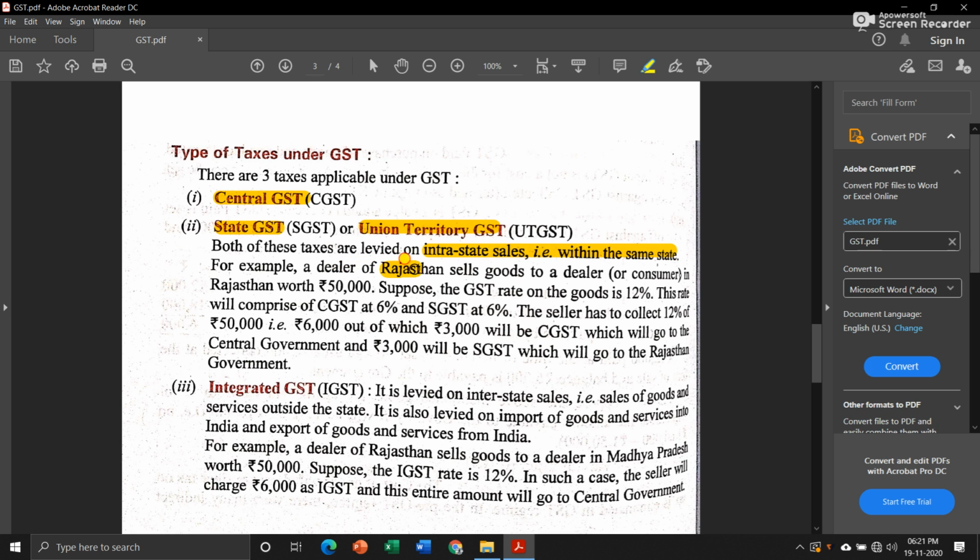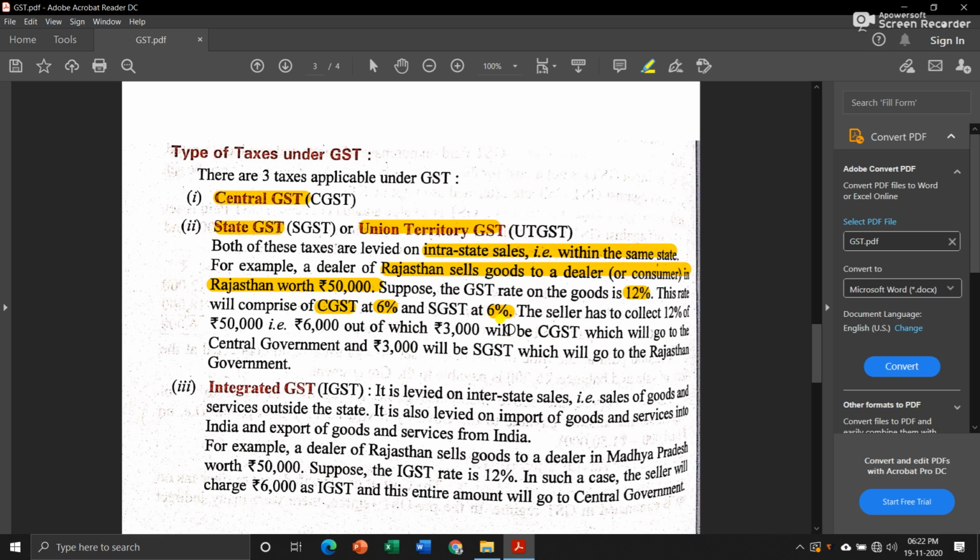The dealer of Rajasthan sells goods to a dealer or consumer in Rajasthan worth rupees 50,000. Now suppose those goods that the seller or the dealer has sold come under the GST rate of 12%. In this case, this rate will comprise of CGST, means half, that is 6% of that GST will be taken by central government, and half, that is the remaining 6%, will be taken by the state government.